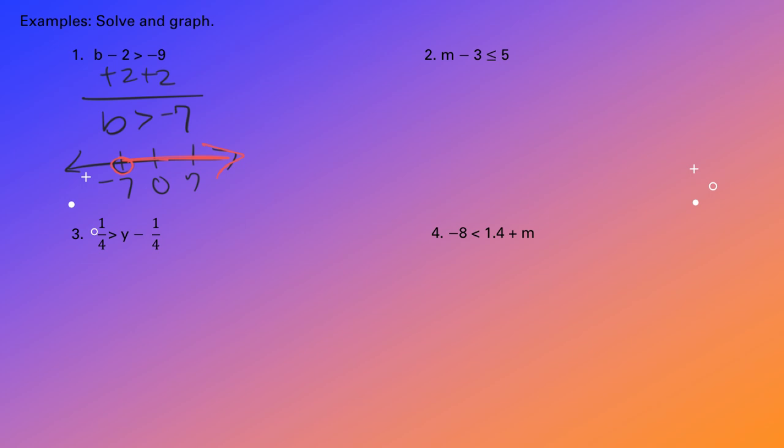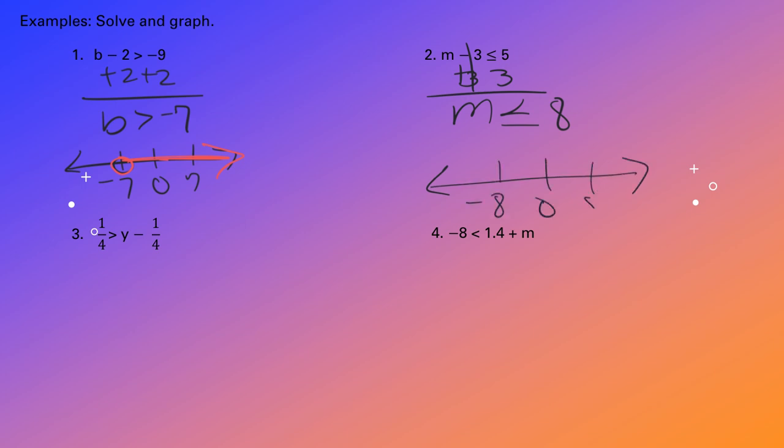Number 2. What do I do, Camila? I'm going to add 3 to both sides. So m is less than or equal to 8. If I'm graphing 0 and 8, is it going to be an open or closed circle? Closed circle. And which way am I going? To the left. Is she correct?